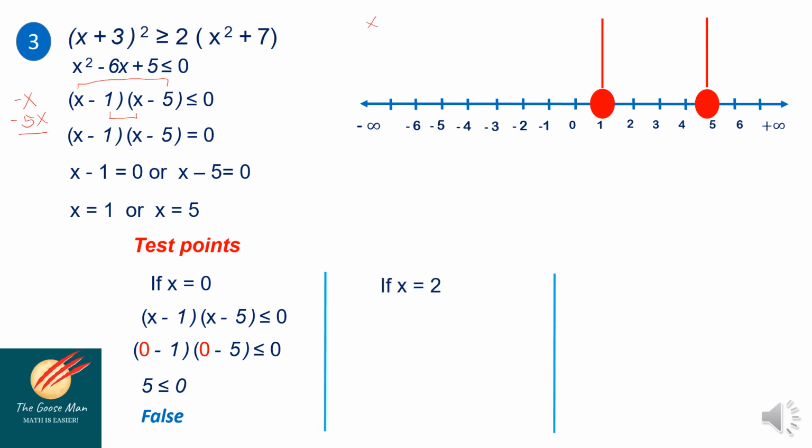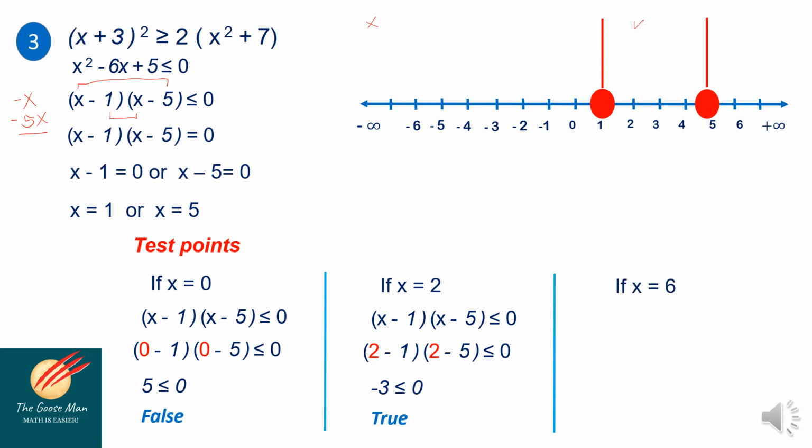Next one, we will choose x is equal to 2. Since 2 is between 1 and 5, substitute into the given inequality, x minus 1 times x minus 5 is less than or equal to 0. So we have 2 minus 1 times 2 minus 5, and this will give us negative 3 is less than or equal to 0. And this is actually true. So it means this region is a part of the solution.